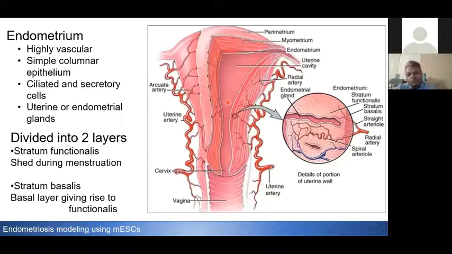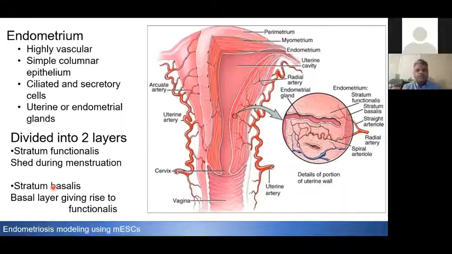During menstruation, each month, this layer regenerates due to shedding of the superficial layer. Sorry, I'll step back. This endometrium again is divided into two layers. The stratum functionalis is shed during each menstrual cycle.